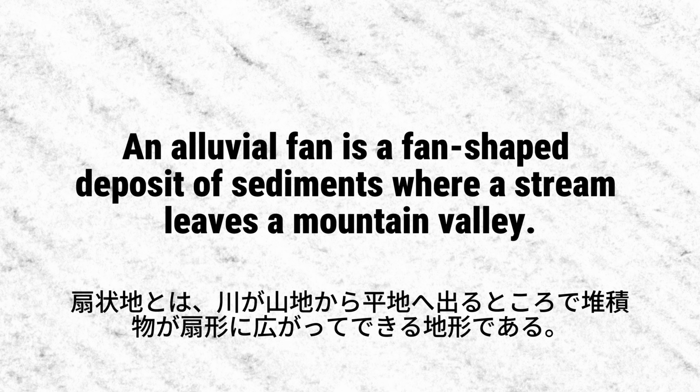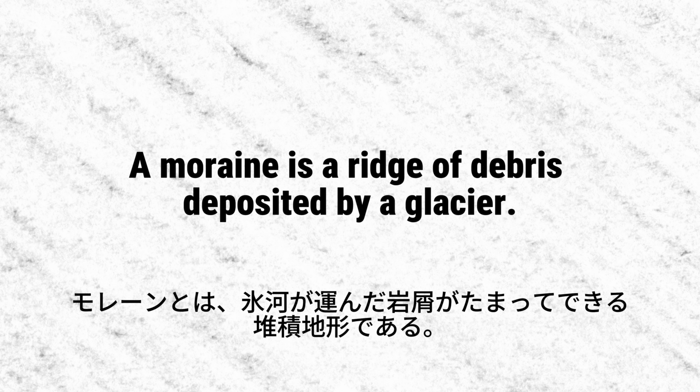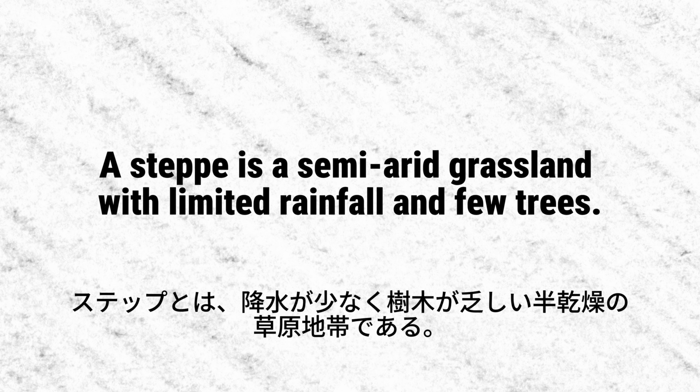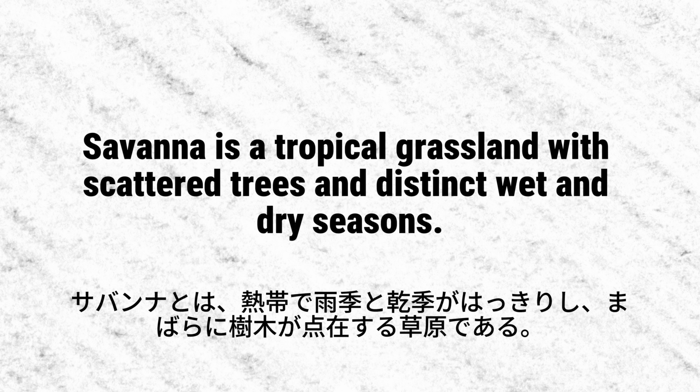An alluvial fan is a fan-shaped deposit of sediments where a stream leaves a mountain valley. A moraine is a ridge of debris deposited by a glacier. Permafrost is ground that remains frozen for at least 2 consecutive years. A steppe is a semi-arid grassland with limited rainfall and few trees. Savanna is a tropical grassland with scattered trees and distinct wet and dry seasons.